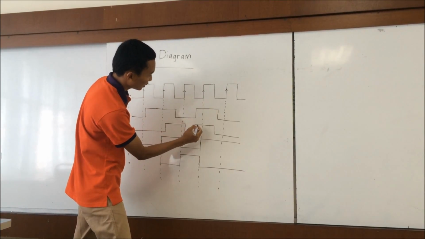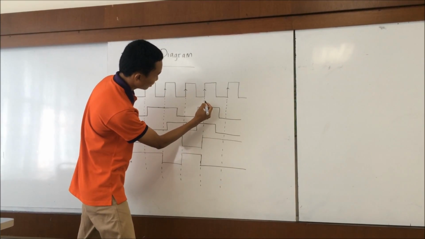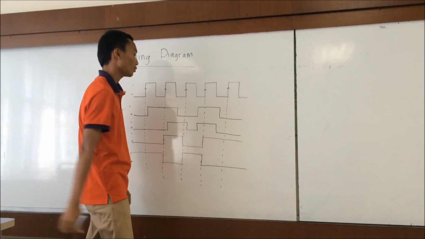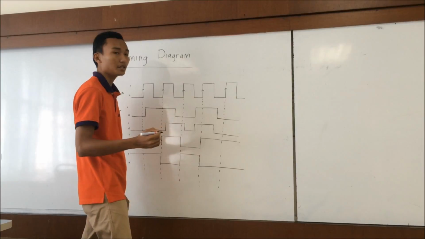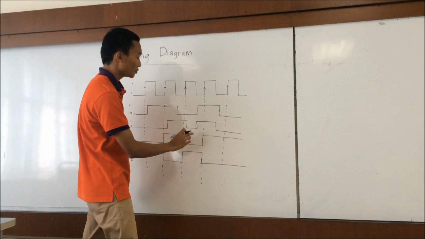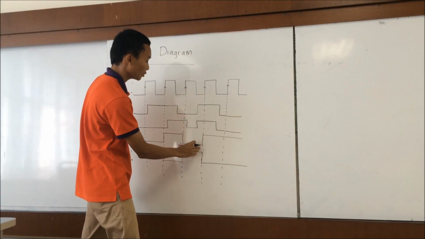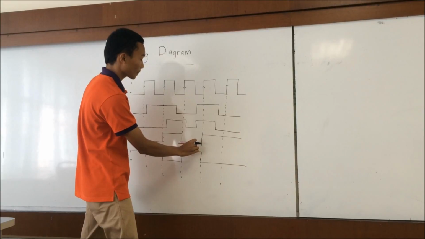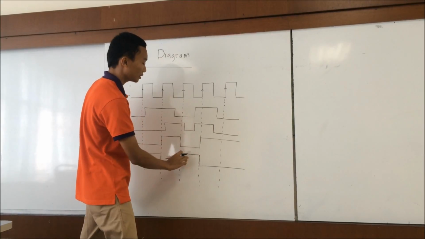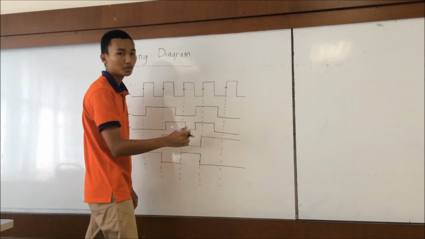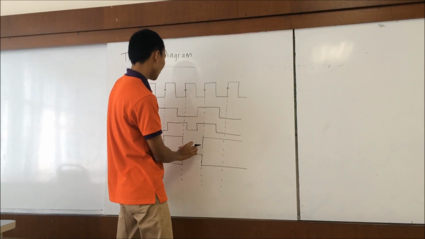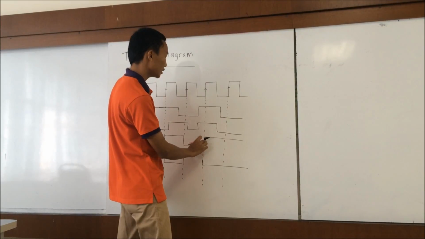And then for the last one, the value of J and K is 1 and 1. So this is the condition of toggle, which means the previous value will be toggled: if the previous value is 0, it will change to 1. If the value is 1, it will change to 0. That is what is meant by toggle. So for this condition, the value is 0, so it will toggle to 1.